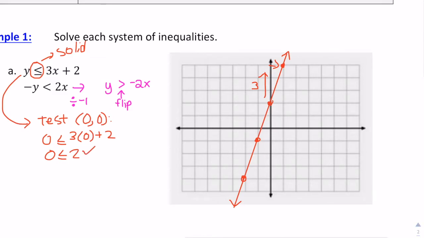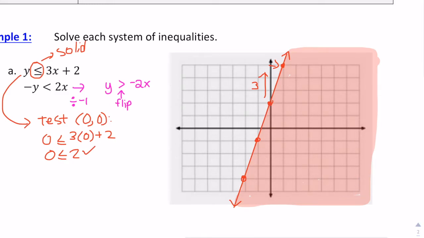That is true. So where (0, 0) is, that half of your plane is going to be a solution to this inequality. So (0, 0)'s on this bottom right side of your line. So all the points on that half of your plane are going to be solutions to that inequality. So we'll shade over there.